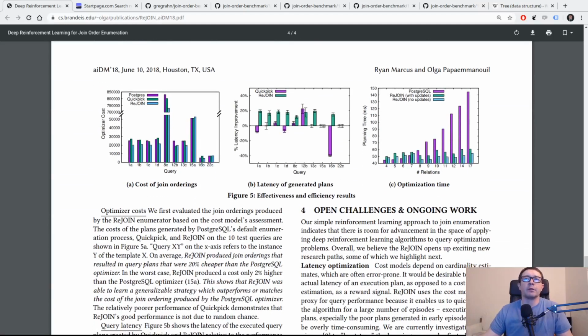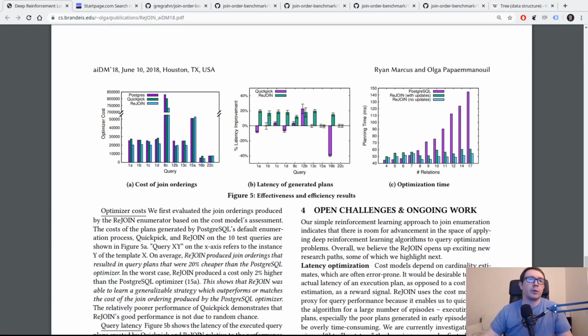So they have this other cost of join orderings. So I'm guessing lower is better. And you can see that Postgres is purple, ReJOIN is blue. You can see that in most cases it is better. The blue is lower than the purple in most cases. In some cases it's higher. And these queries, let's take a look at these really quick so you know what we're dealing with.